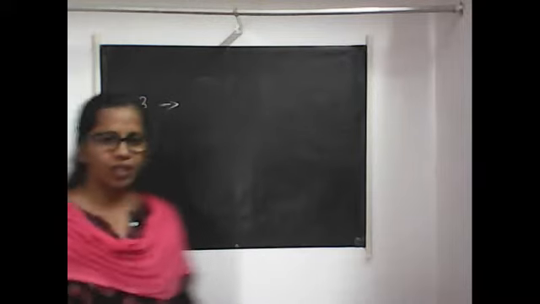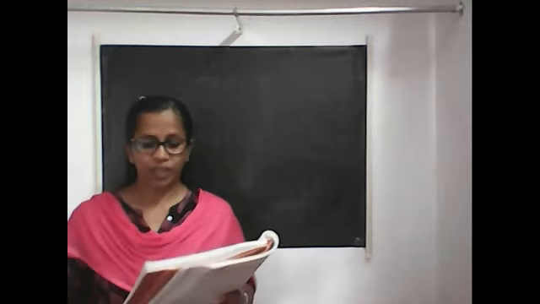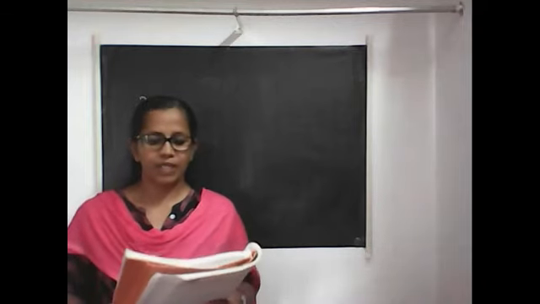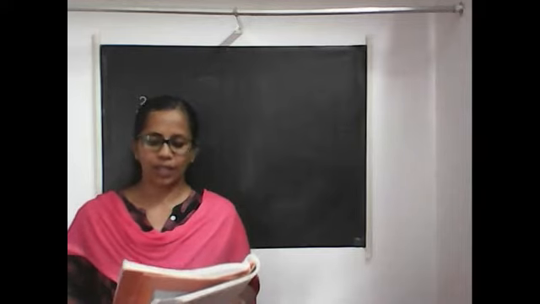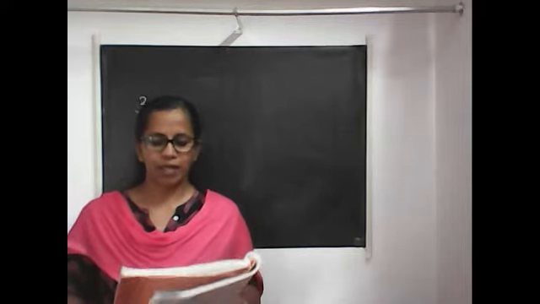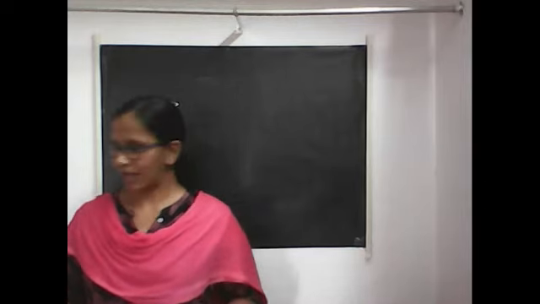How can we check the divisibility by 3? Look into your textbook, page number 81. Second box it is given. Divisibility by 3: if the sum of the digits of a number is divisible by 3, the number is divisible by 3. You understand anything? Yes, I will explain to you.